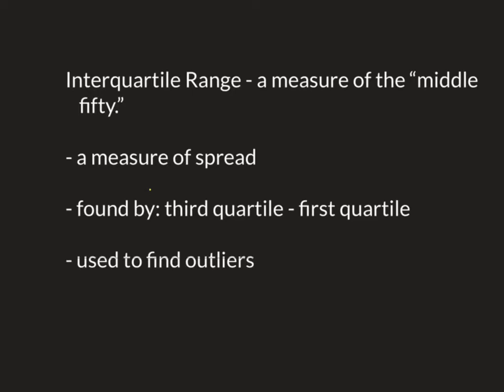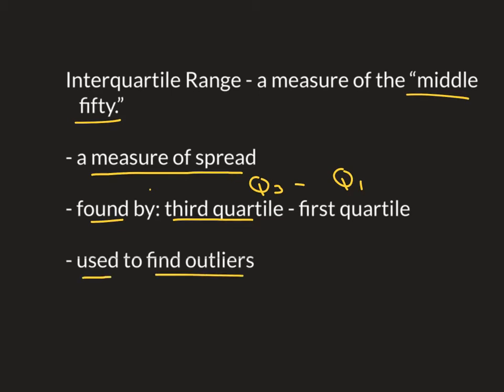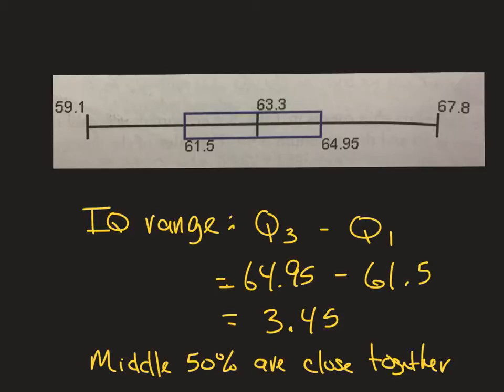All right, interquartile range. Quick review here. Interquartile range basically measures the middle 50% of a set of data. It's a measure of spread. It tells you how spread out the data is. It's not a measure of the center. It's a measure of spread, like standard deviation, variance, and range. It's found by doing the third quartile, Q3, minus the first quartile, Q1. Its use is also to find outliers. It's what is used to tell if there's an outlier or no outliers at all.